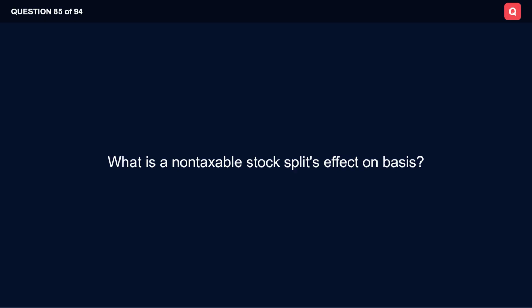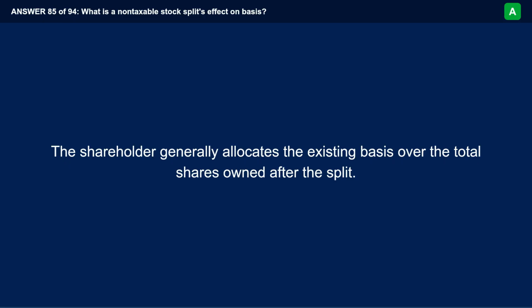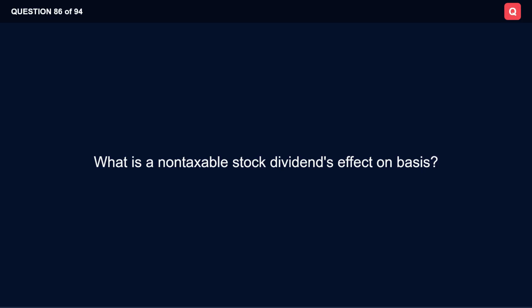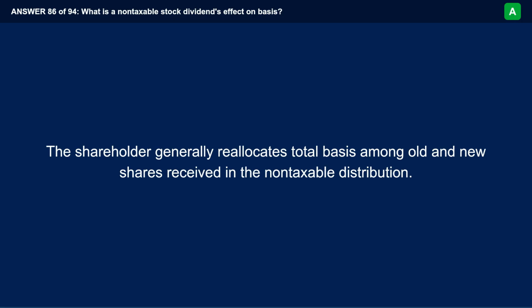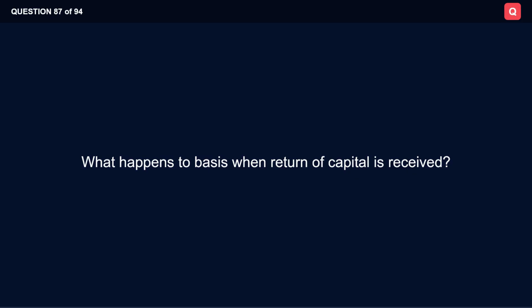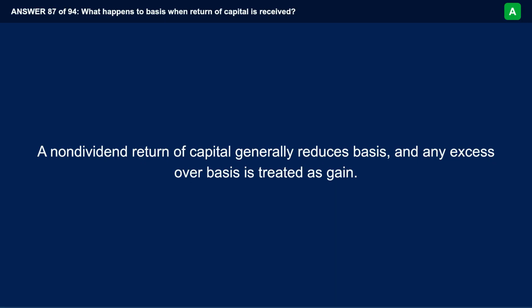What is a non-taxable stock split's effect on basis? The shareholder generally allocates the existing basis over the total shares owned after the split. What is a non-taxable stock dividend's effect on basis? The shareholder generally reallocates total basis among old and new shares received in the non-taxable distribution. What happens to basis when return of capital is received? A non-dividend return of capital generally reduces basis, and any excess over basis is treated as gain.